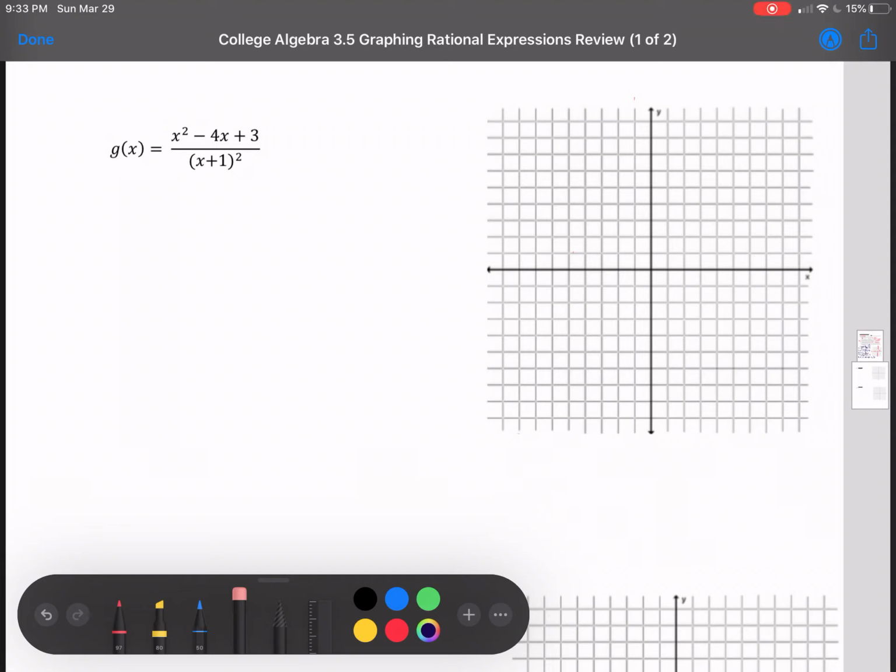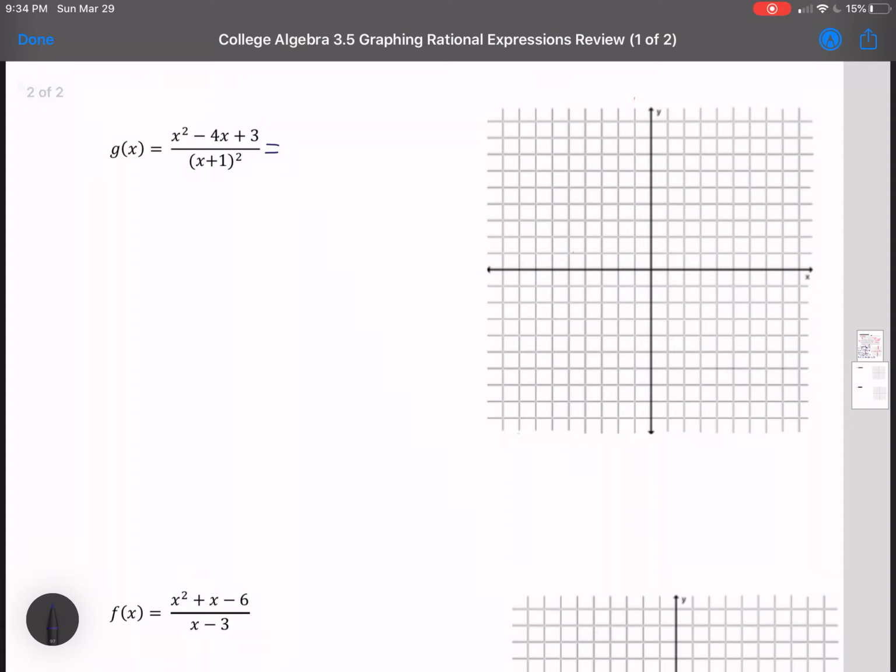Alright, so now looking at our second example, g of x equals x squared minus 4x plus 3 over x plus 1 quantity squared. Let's start off on this one and factor. So our numerator, we have, there we go. Okay, so the factors of 3 that add to be negative 4 are x minus 1 and x minus 3, all over our x plus 1 squared. So nothing's going to cancel.